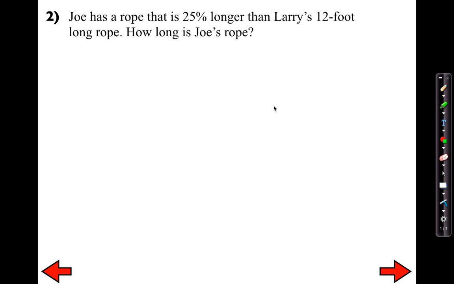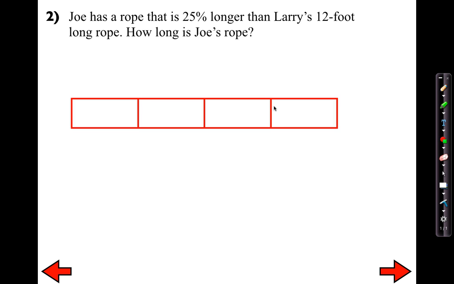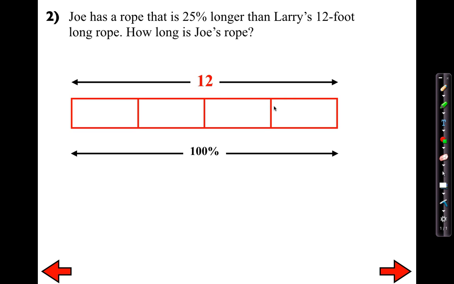Okay, so now let's take a look at number 2. It says Joe has a rope that's 25% longer than Larry's 12-foot long rope. How long is Joe's rope? So since it's 25% longer than Larry's, we have to look at Larry's. His is 12 foot long, and since it's 25% longer, I need to know how much 25% is. So just like the last time, we sectioned them out to all be worth 3.